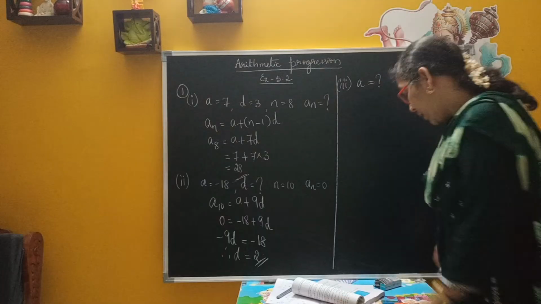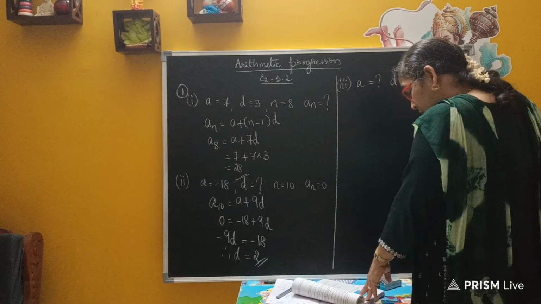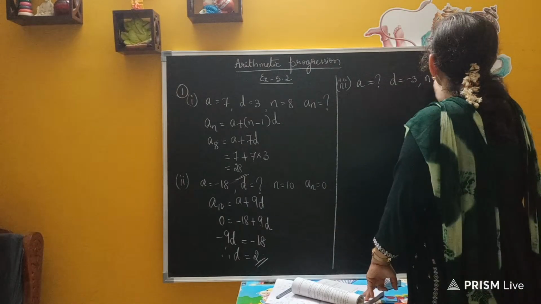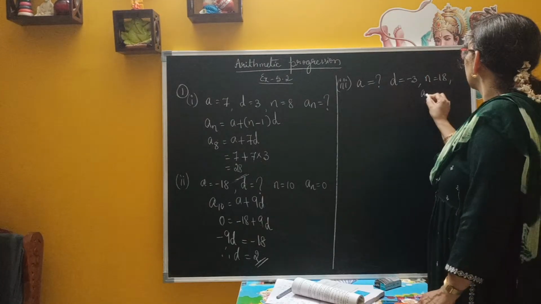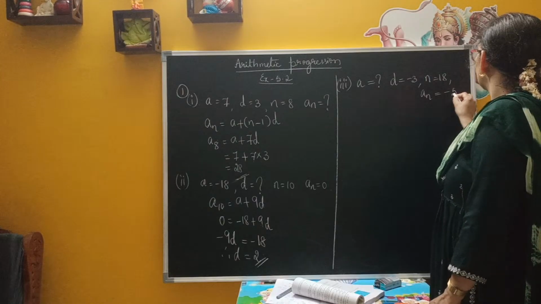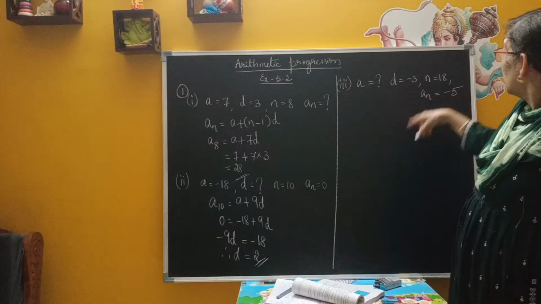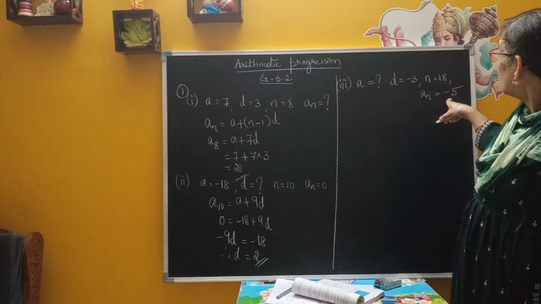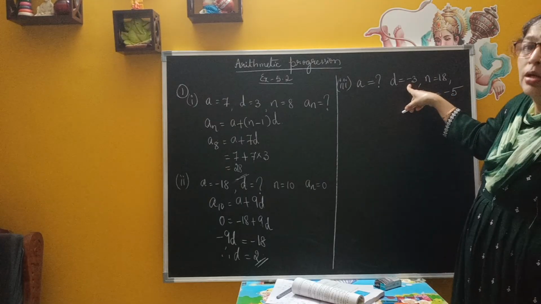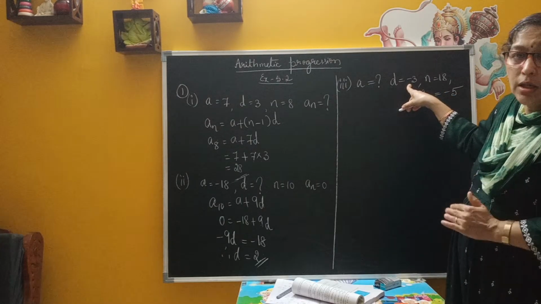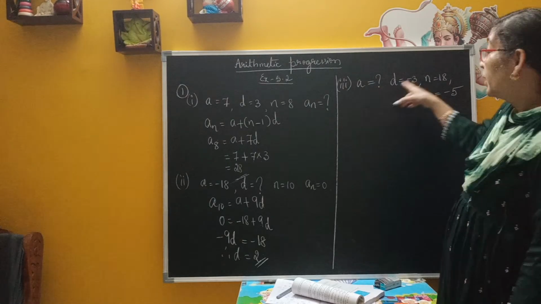What is D? D is equal to minus 3. Then N is 18 and AN is minus 5. Just by seeing this, what do you observe? Here N is equal to 18 and AN is minus 5. That means the 18th term is minus 5 and D is negative. So the terms of the AP are in decreasing order.